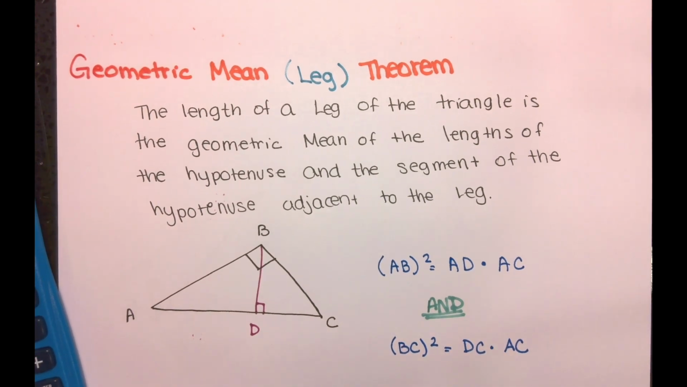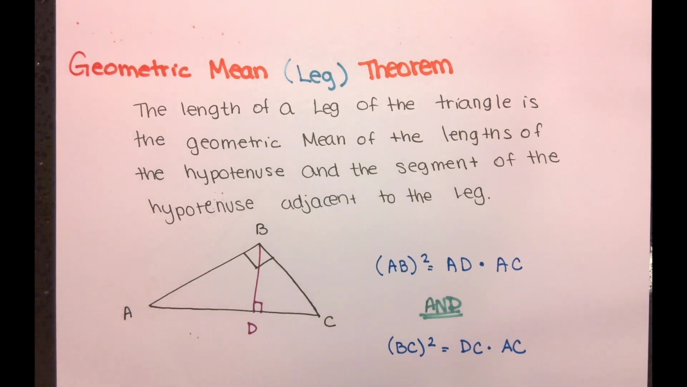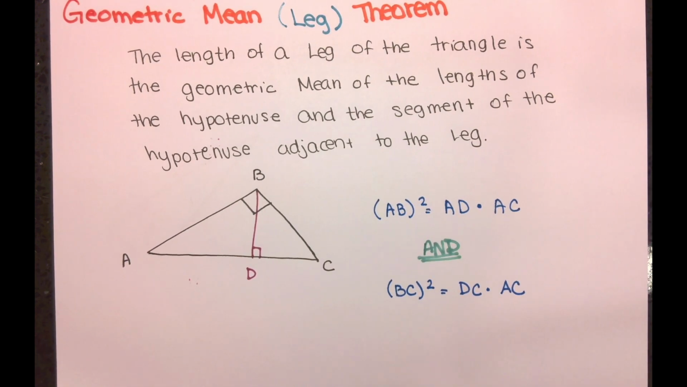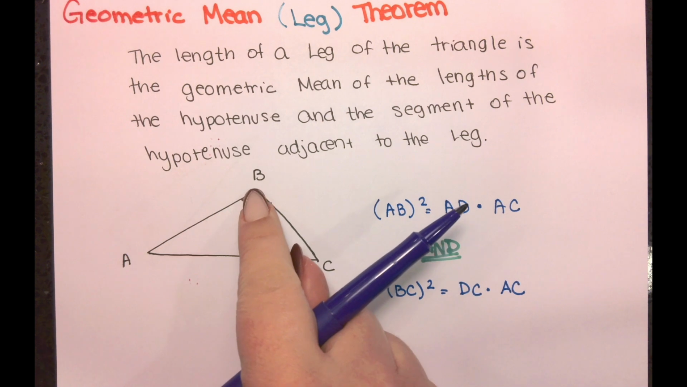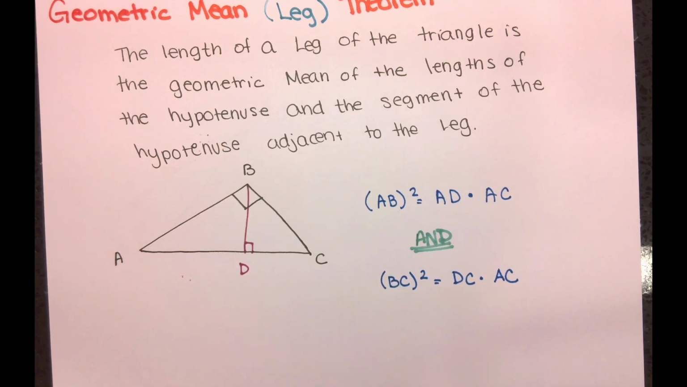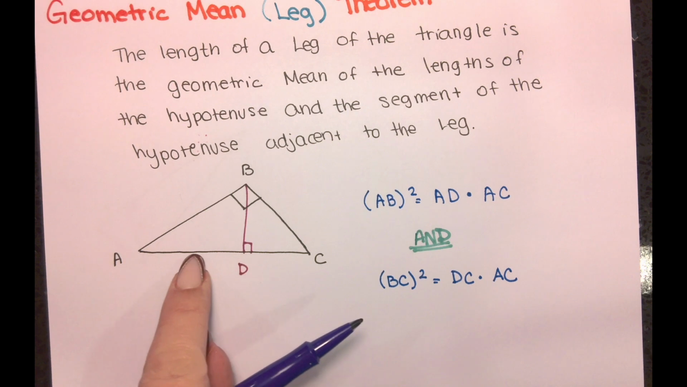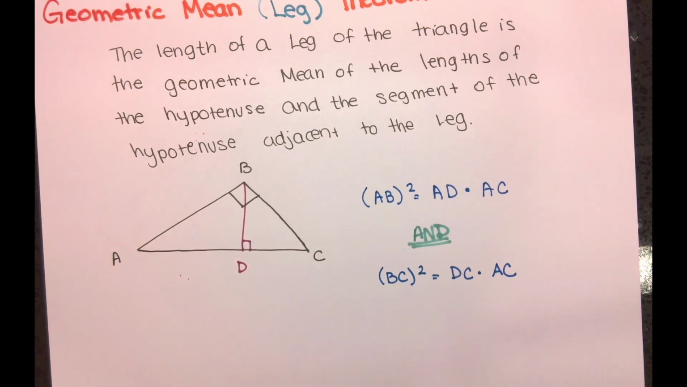All right, now the secondary geometric mean theorem. This is your leg theorem. The length of a leg of a triangle is the geometric mean of the lengths of the hypotenuse and the segment of the hypotenuse adjacent to the leg. Now, what does that even mean? So there's two different things that can be created from this theorem. So AB is the leg and AD is the chunk of the hypotenuse. So I'm going to draw this out as two different things. I just want to show you.